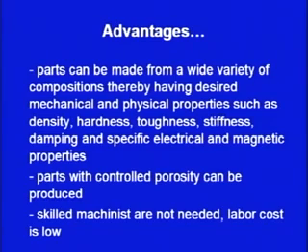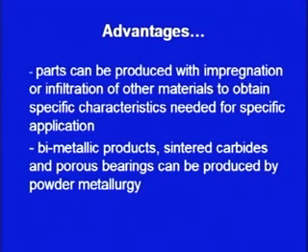So, skilled machinists are not needed, and labor cost generally is low because the process is automated. Another advantage of powder metallurgy is that parts can be produced with impregnation or infiltration of other materials to obtain specific characteristics needed for specific applications. A simple example is self lubricating bearings. Then bimetallic products, sintered carbides and porous bearings can be produced by powder metallurgy. So, products that are difficult to produce by the basic manufacturing processes can easily be made using the technique of powder metallurgy.